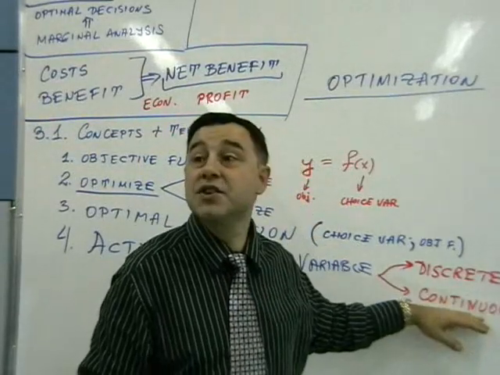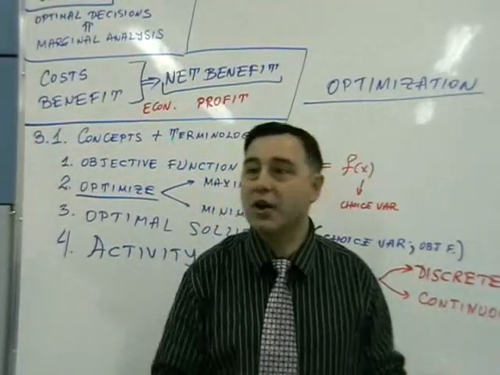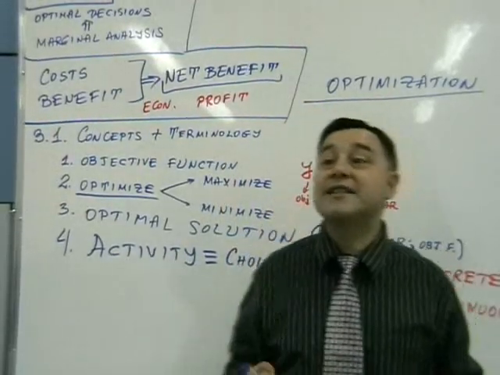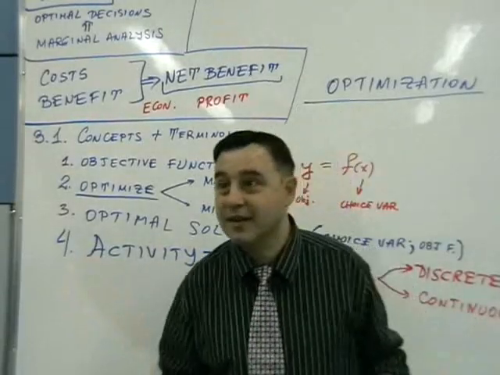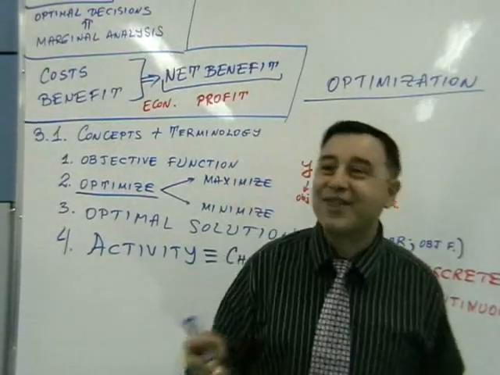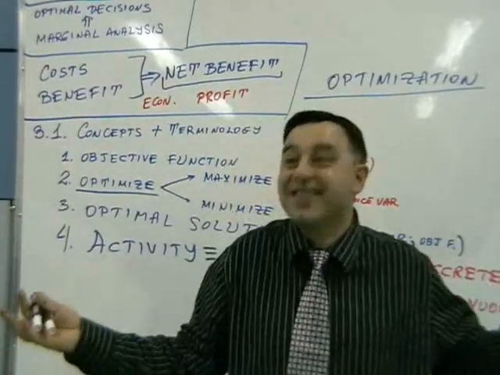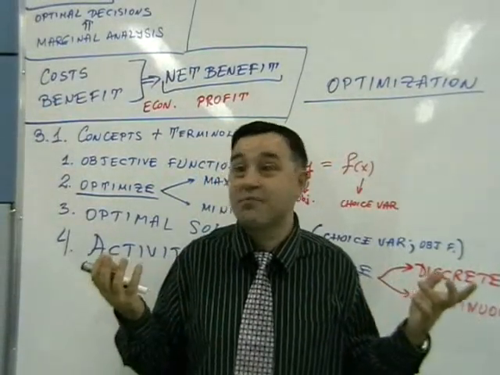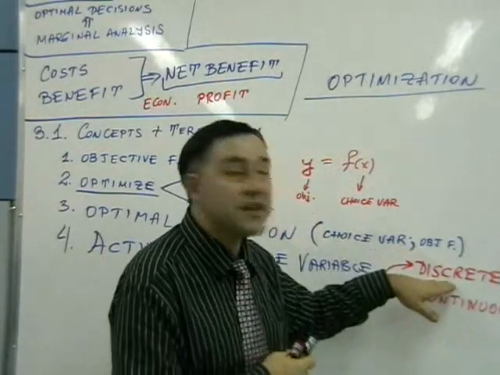A very nice continuous variable is rice or wheat, or all of those variables we can just cut and slice and dice. Horses, let's say racing horses, very popular here in the Arab world, you can't just have 1.3 racing horses, you have either one or two. A leg of a racing horse is worth nothing, just a piece of meat, which we usually don't eat. So again, the nature is that of a discrete variable.